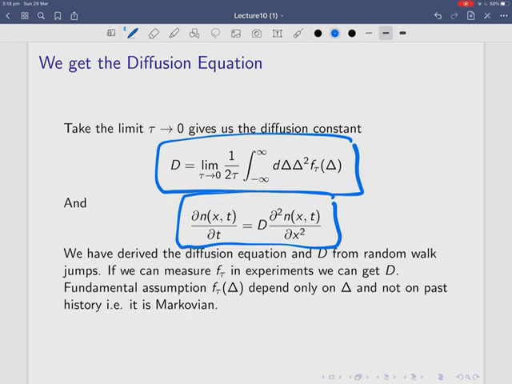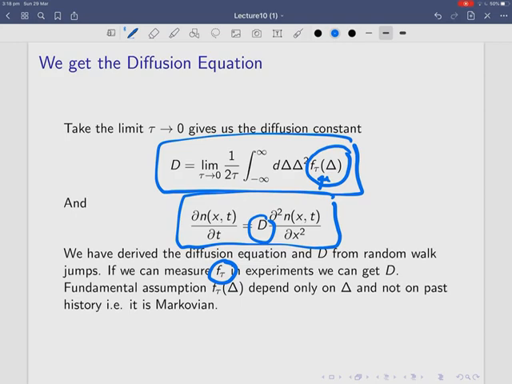And so Einstein has managed to derive the diffusion equation based on the distribution of jumps which the system undergoes in time tau. Okay, and he's not assumed very much about what this distribution is. He says if you know the distribution, you can calculate the diffusion constant exactly. And in fact in an experiment you can measure that distribution. You just look at it and see what happens.